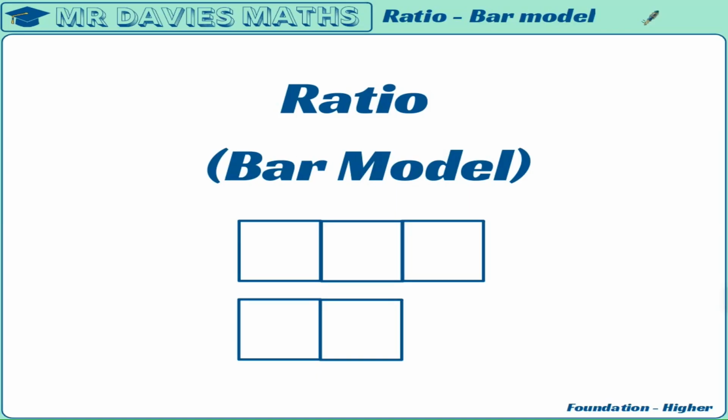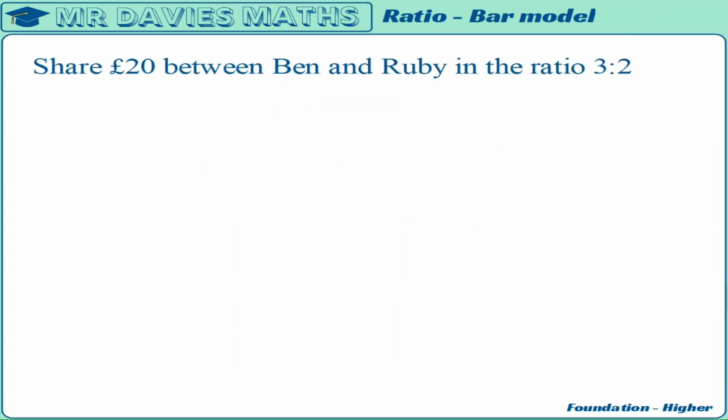Hi, in this video I'm going to be looking at ratio and I'm going to be using the bar model. Here we go. So share £20 between Ben and Ruby in the ratio of 3:2.